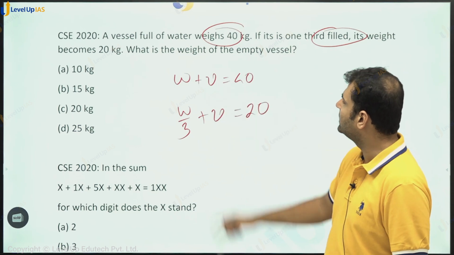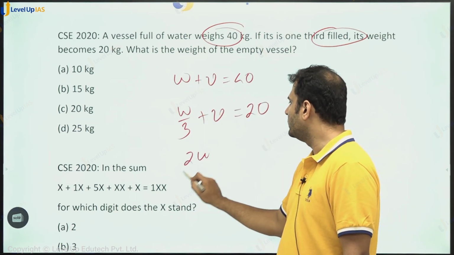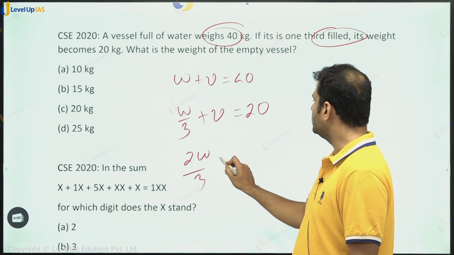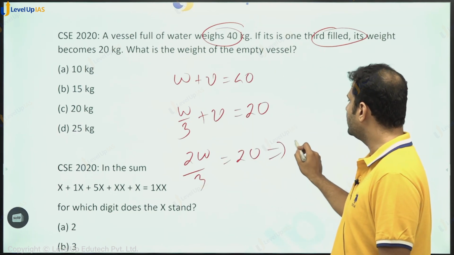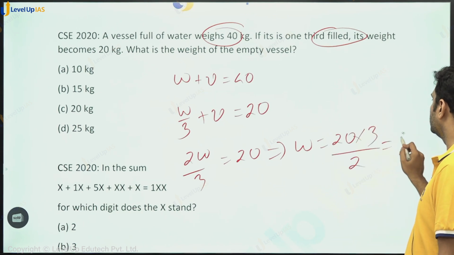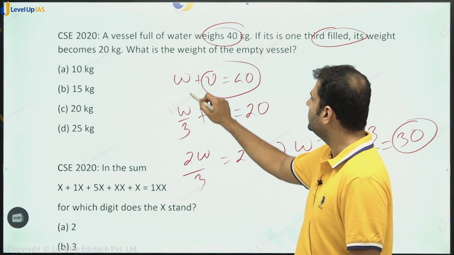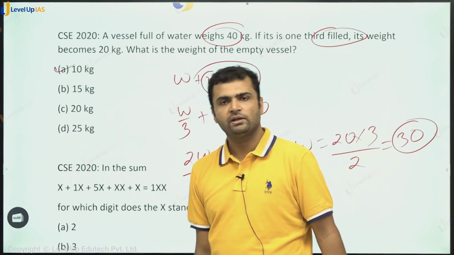क्वेश्चन इज V की वैल्यू निकालनी है. You can just subtract this. W minus W by 3 is 2W by 3. V minus V is 0, equal to 20. तो इससे क्या आएगा? W is equal to 20 into 3 by 2 is equal to 30. वाटर का वेट 30 आ गया, वो यहां पे डालोगे तो वेसल का वेट would be 10 kg. Simple.